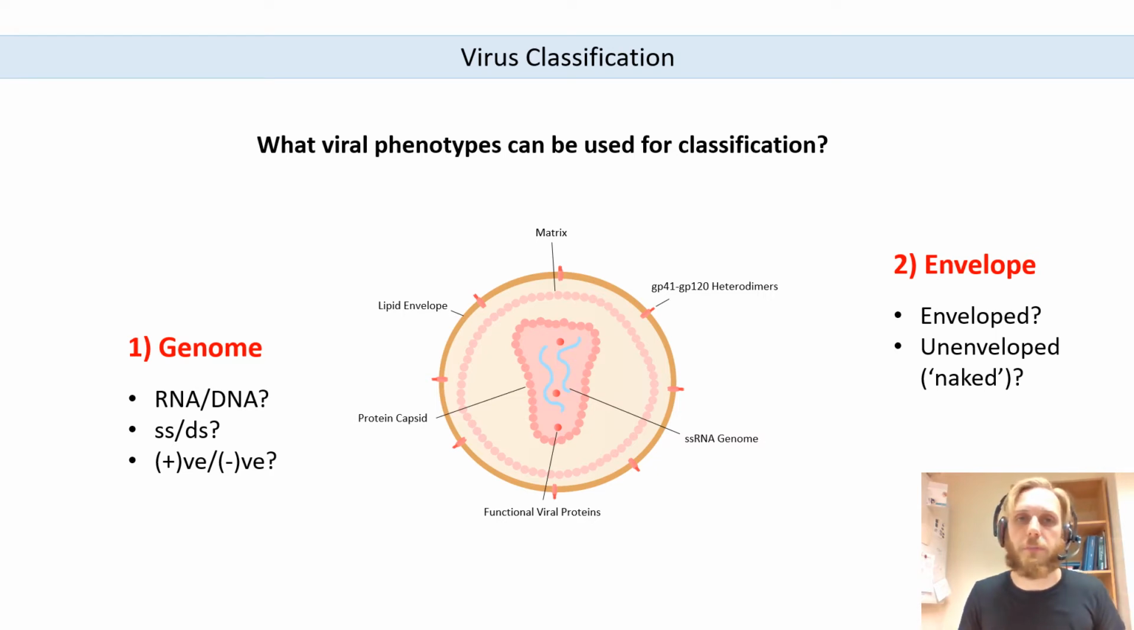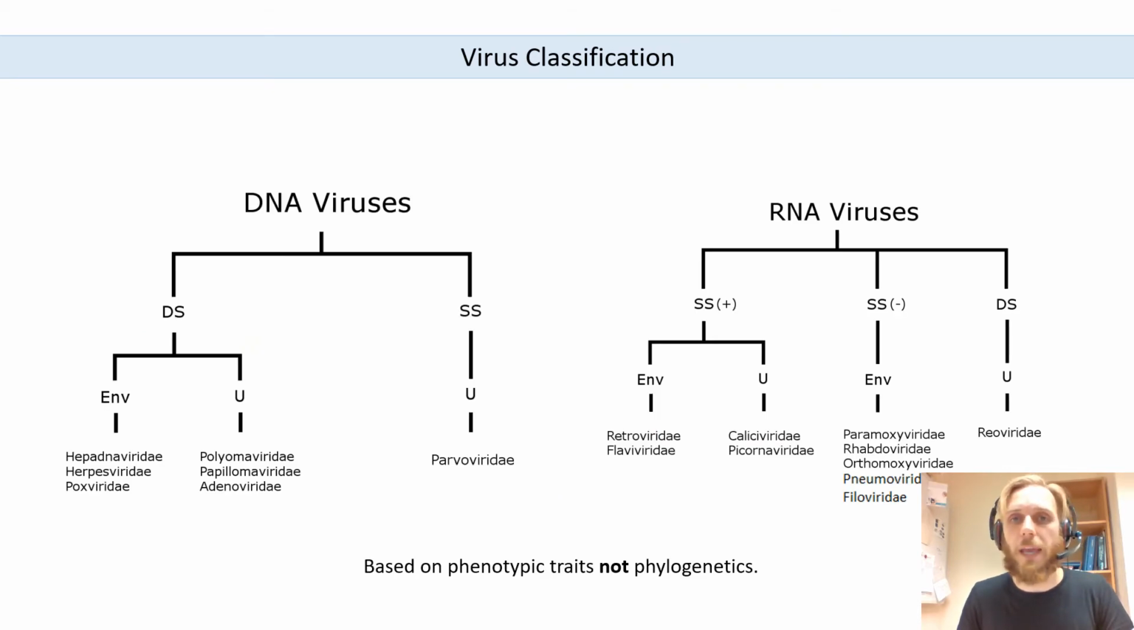Same for all the information about the genome I was talking about. Whether or not the genome is DNA or RNA, as I said, it has a significant impact on the way the virus replicates. So it's a useful classification system. This is what we end up with when we apply this classification system.